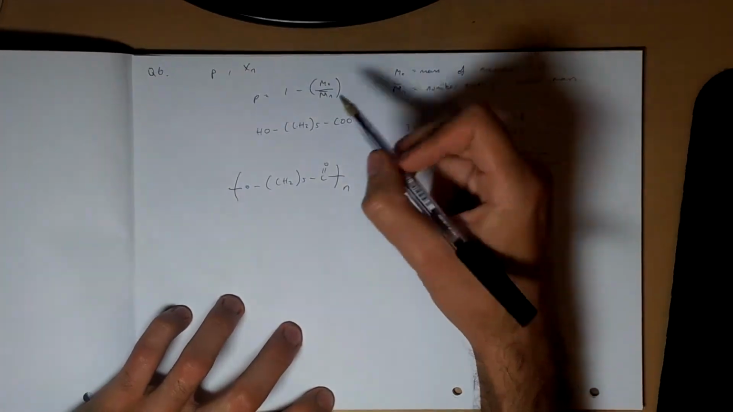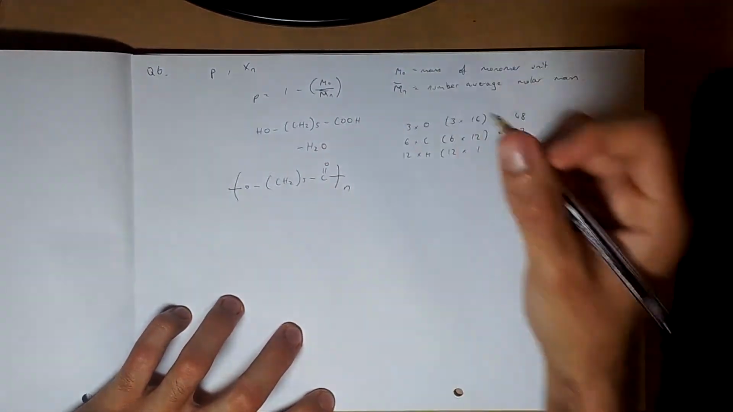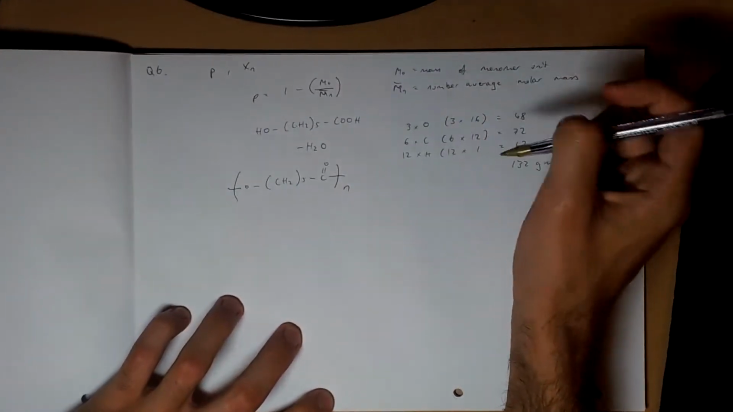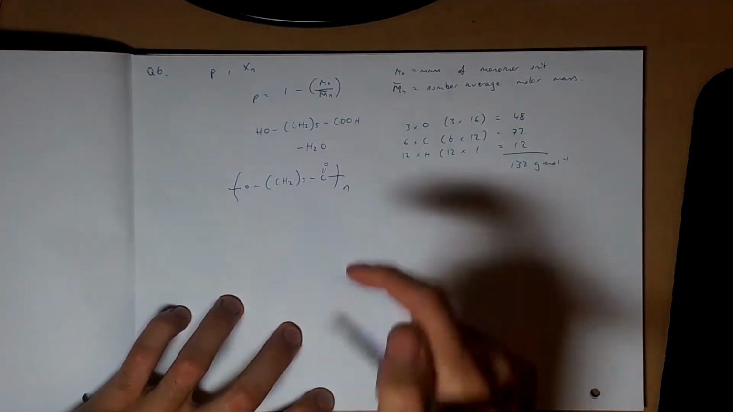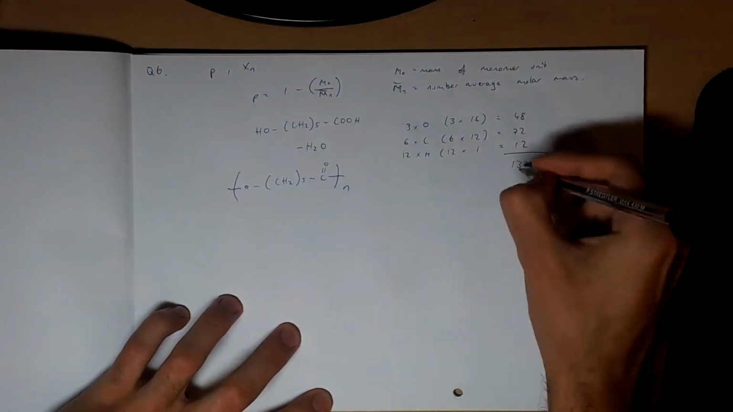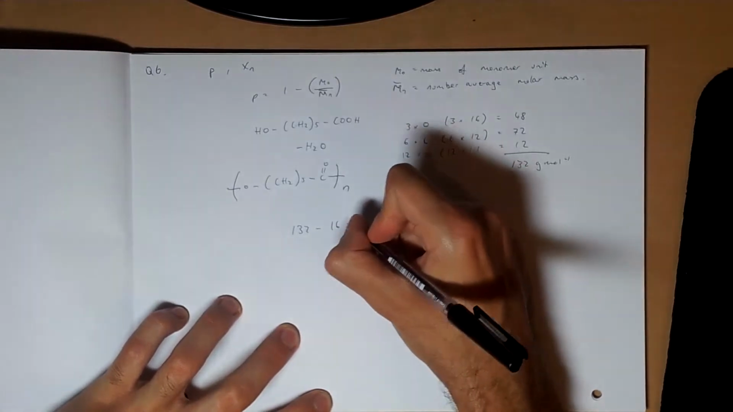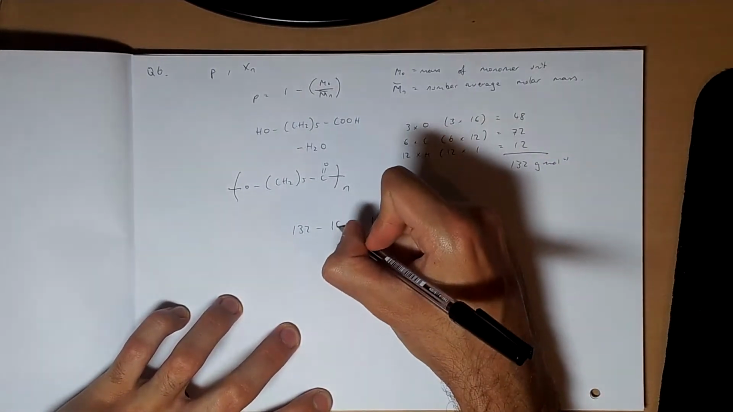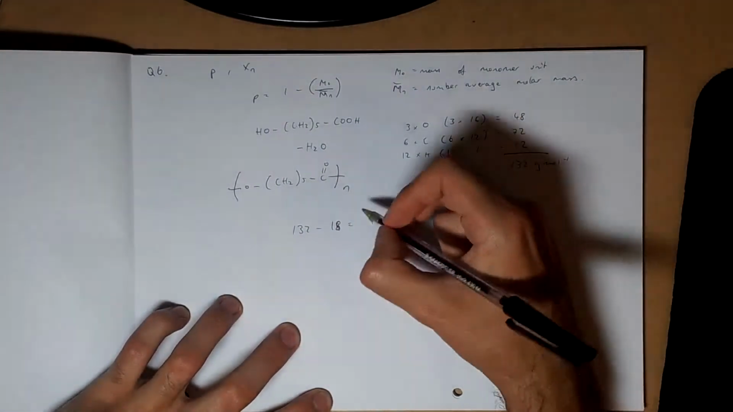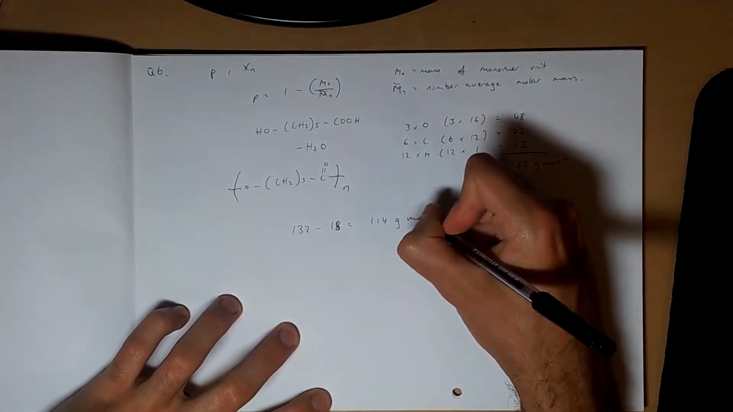So to get from this to this, we have literally just eliminated H2O, which, as we know, has a molar mass of 18, which is 2 from the hydrogen and 16 from the oxygen. So we minus that from 132, and that gives us 114 grams per mole.